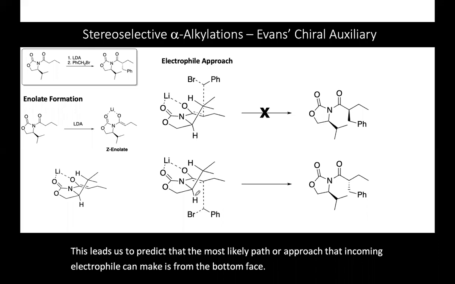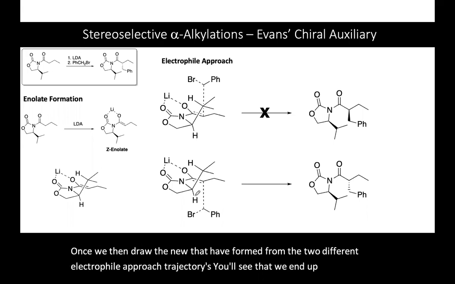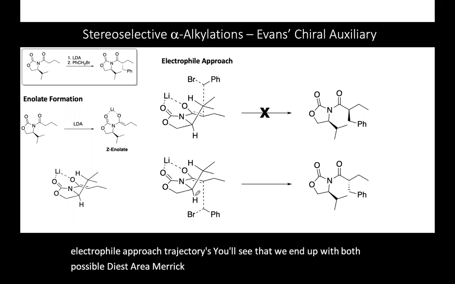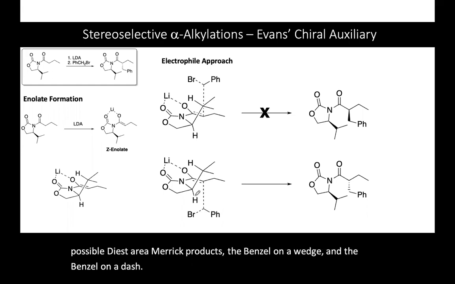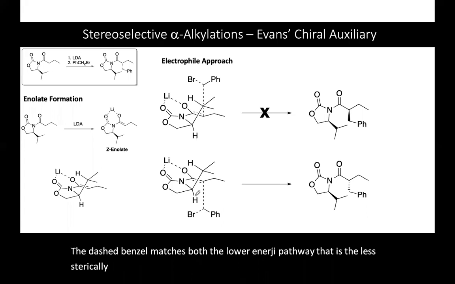Once we then draw the new bonds that have formed from the two different electrophile approach trajectories, you'll see that we end up with both possible diastereomeric products, the benzyl on a wedge and the benzyl on a dash. The dashed benzyl matches both the lower energy pathway, that is the less sterically inhibited electrophile approach, as well as the observed stereoselectivity in the product shown in the note card in the upper left.